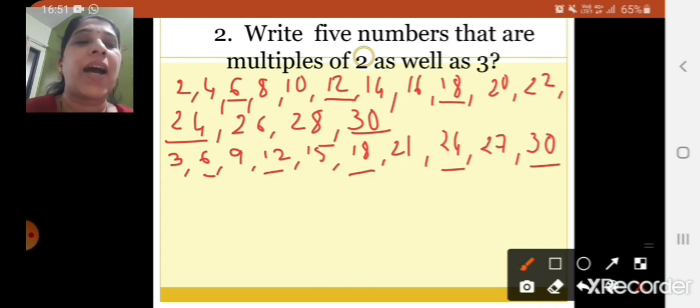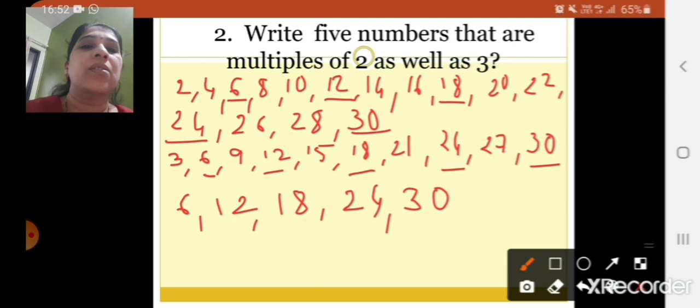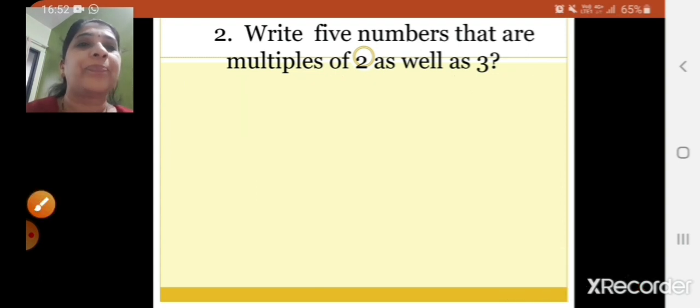So what are the 5 numbers that are common in the multiples of 2 as well as 3? It is 6, then 12, 18, 24 and 30, right? So 1, 2, 3, 4, 5. So there are 5 numbers we have written. So 6, 12, 18, 24 and 30. These are the 5 numbers that are multiples of 2 as well as 3. Right, children? So let's move to the next one.